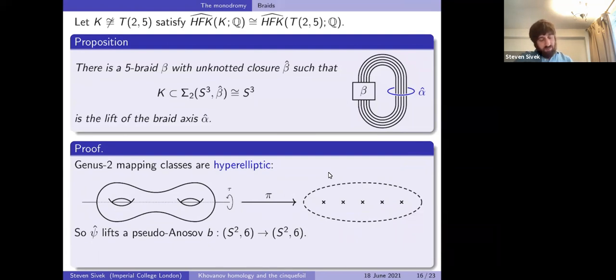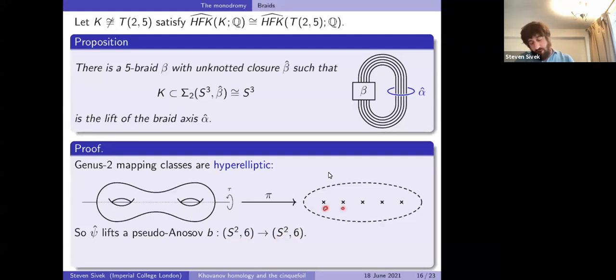So there's some hyperelliptic involution. Here's an axis that meets the surface in 6 points. We rotate by 180 degrees about that axis. And we get maybe a sphere with 6 marked points, the fixed points of that involution. And every mapping class commutes with some hyperelliptic involution. So sort of a way to say that in reverse is that this genus 2 mapping class over here lifts some pseudo-Anosov map, a diffeomorphism of the 2-sphere that fixes 6 marked points.